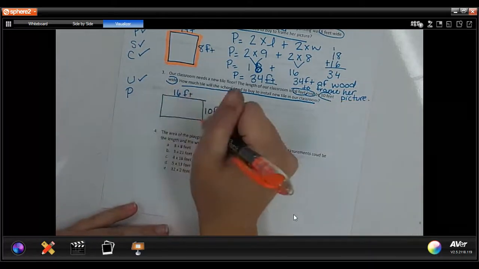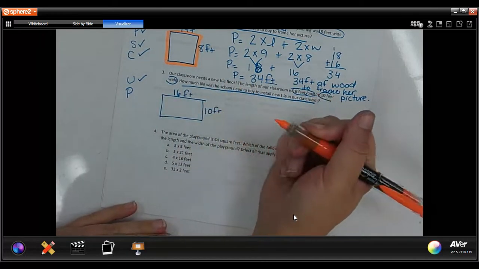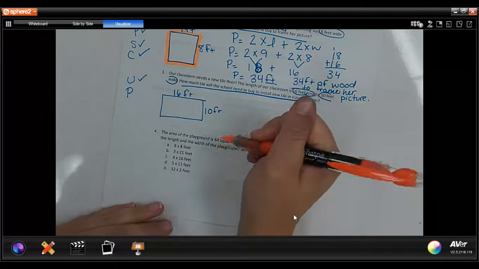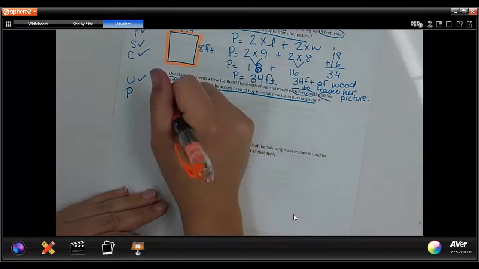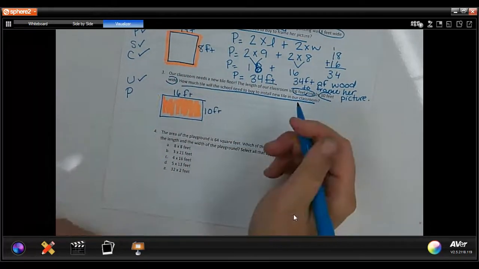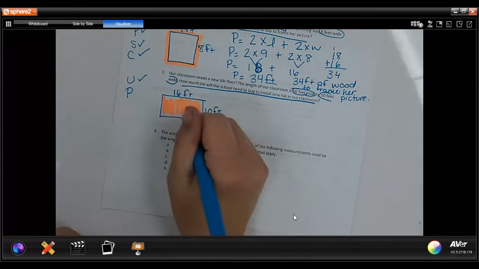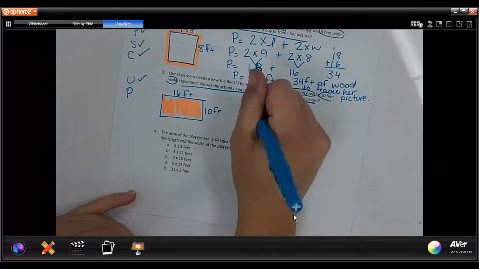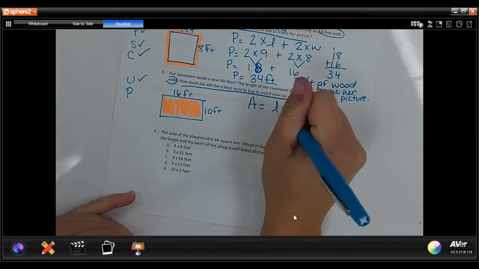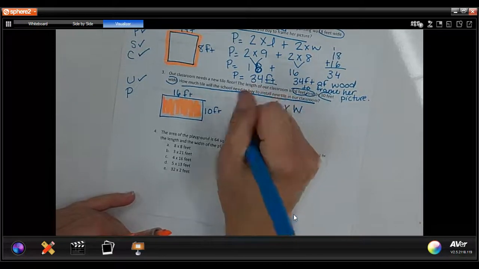Does tile just go on the outside of the room, or does it cover the whole inside of the room? If we look around the classroom, I see tiles all over the floor. It covers the whole entire inside of it. So I must be solving for area because the area is the measurement of a space inside of an object. So this is an area problem. So I'm going to do area equals length times width because that's my area formula. I don't know the area yet.